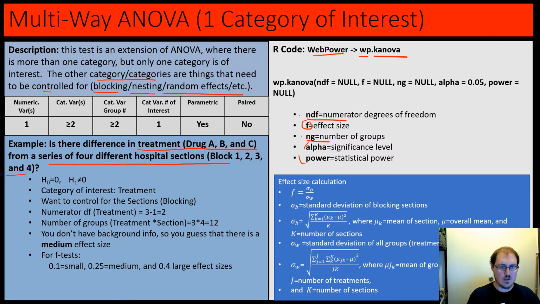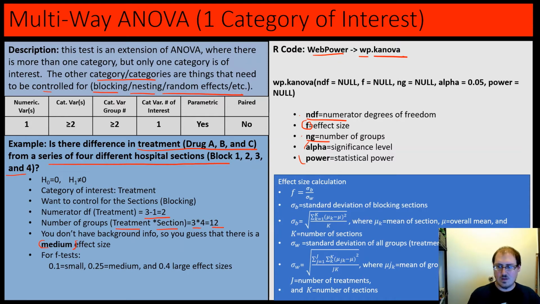Since we want to control for sections, our numerator degrees of freedom is only the things that we care about. So our treatment, so that's going to be the number of treatments minus 1 equals 2. That is our numerator degrees of freedom. The number of groups, regardless of whether you're looking at one or more categories, is going to be just the total number from one group times the total number of another group. So 3 times 4 is 12. And then for here, we're going to guess a medium effect size.